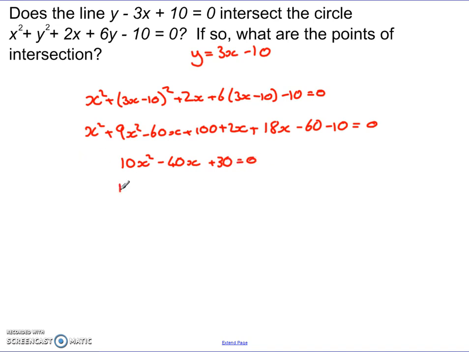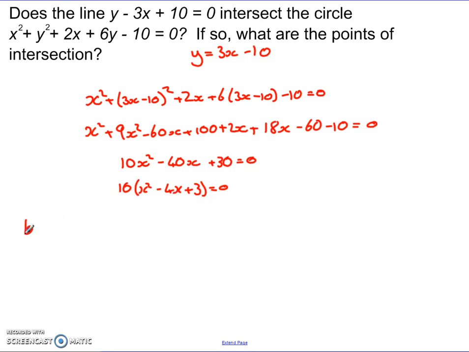I could take out 10 as a common factor for these, so I get 10 bracket x squared minus 4x plus 3 equals 0, and if I use the discriminant, I've now got easier values to use. I could stick with it in this form, I'd just have bigger numbers to work with.